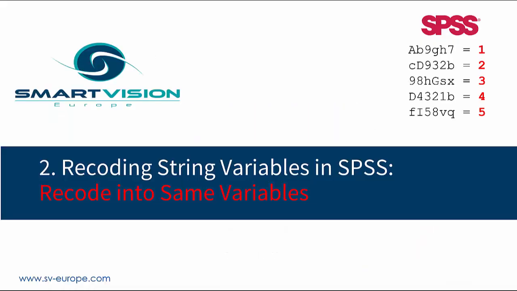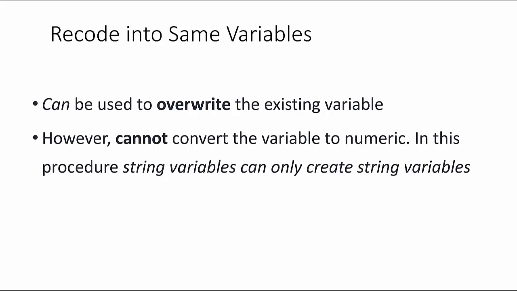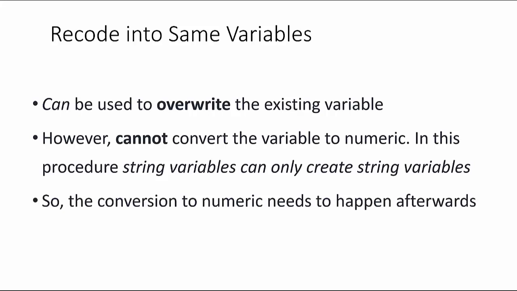The second method we're going to look at for recoding string variables is simply using recode into same variables on its own. Bearing in mind that this can be used to overwrite the existing variable, so we don't have to create a new version of it. However, it can't convert that variable to numeric. In this procedure, string variables can only create string variables. So that means that we have to convert it to numeric afterwards.